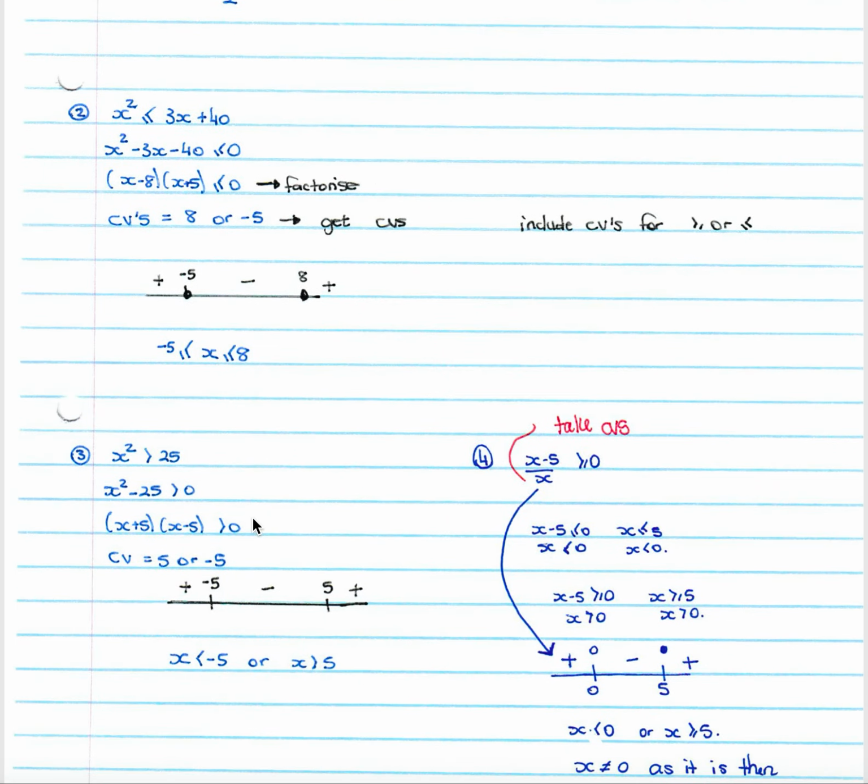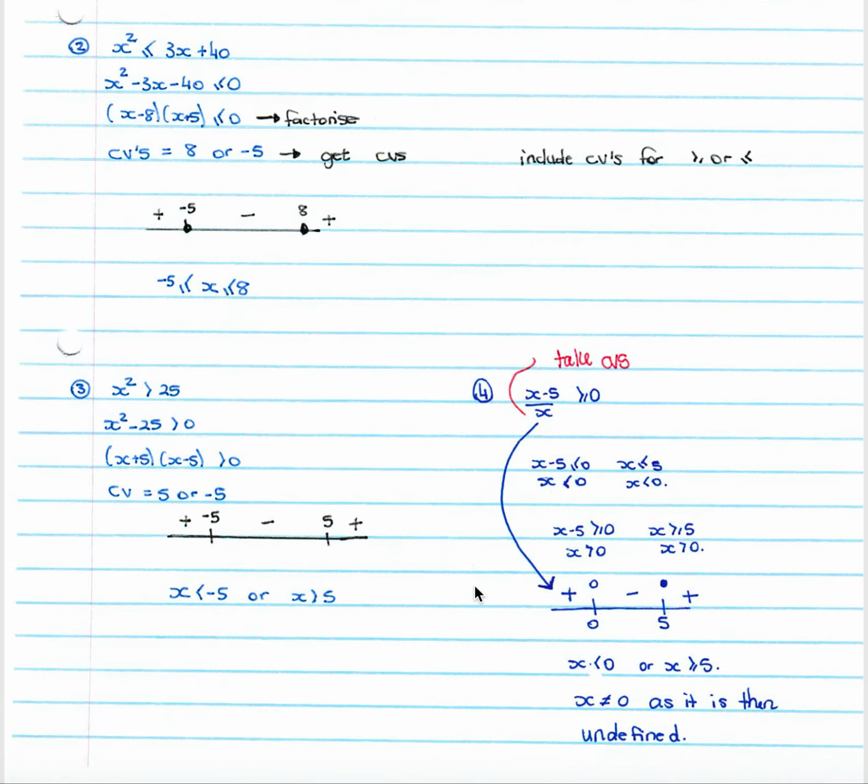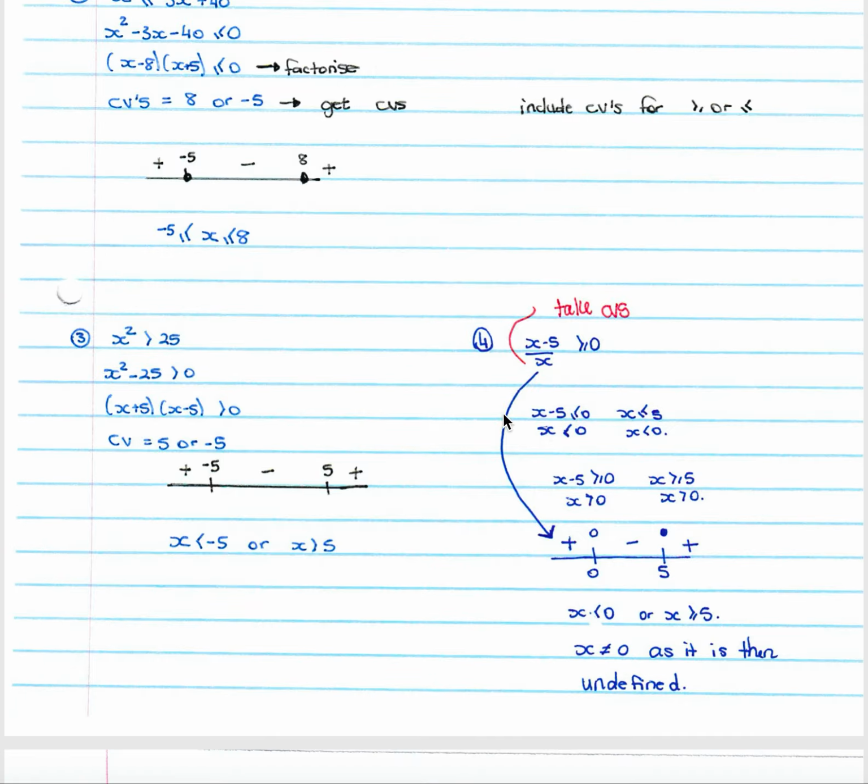Same case over here. We get our CVs by factorizing, 5 and negative 5. Test for our cases, positive, negative, positive. We're looking for where it's greater than 0, so we'll take this case, x less than negative 5. Note that we don't include the CV because it's not equal to 0. Or x greater than 5, and we don't include 5 because it's greater than 0. Over here, we must ensure if you get a fraction where you have x in your denominator, you must not times through by x because you will lose one of your values. You must simply break it down as we can see here.